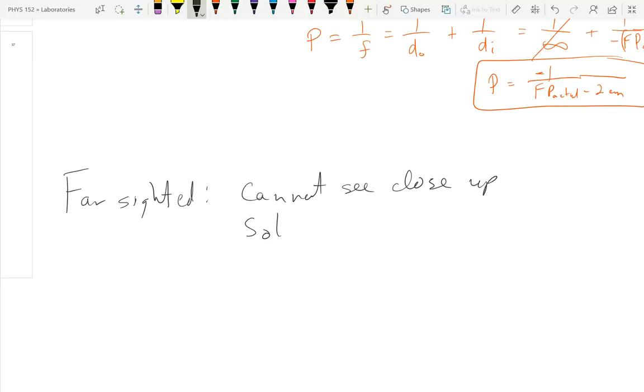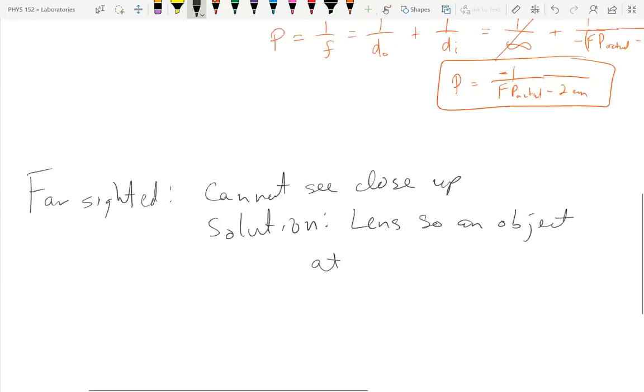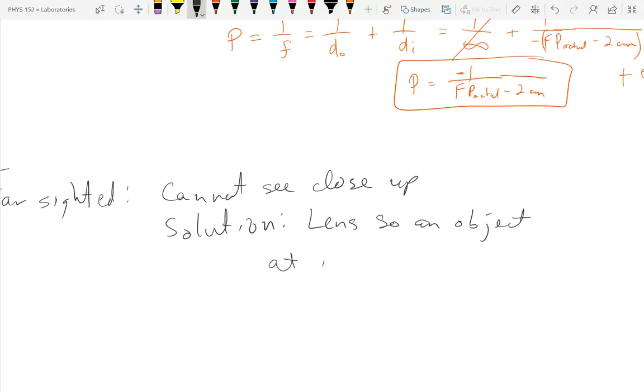So the solution: a lens, so an object at the ideal near point makes an image at the actual near point. So NP is the near point.